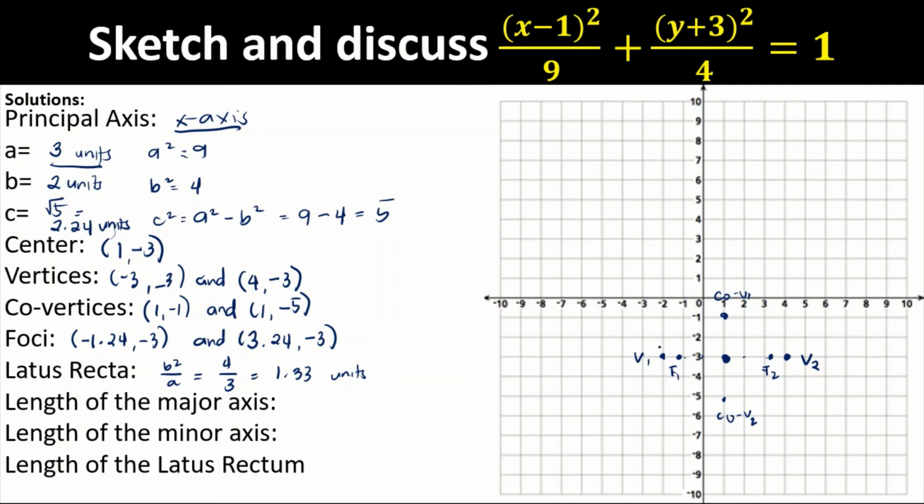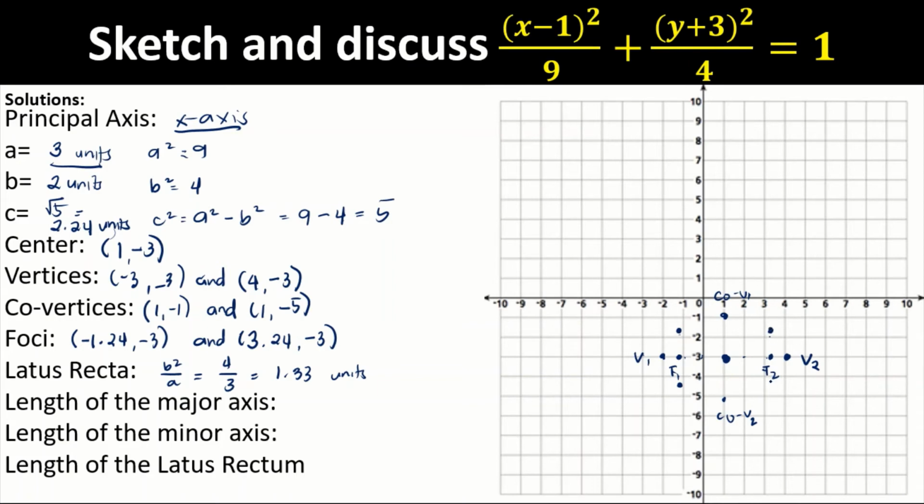Okay, so magbibilang tayo ng 1.34 upward and downward. So, 1 and 0.33. Okay, and then 1 and 0.33. So, ganun din dito sa F sub 2. We have 1 and 0.33.